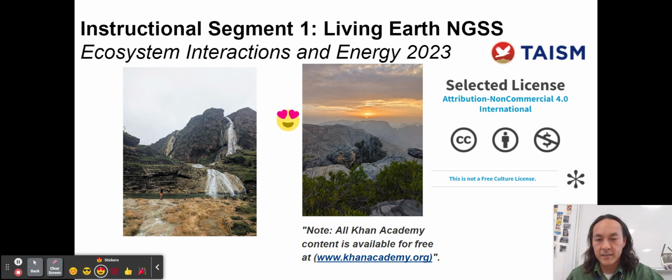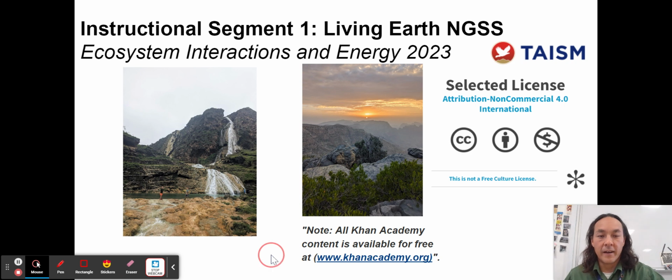Oh, I have some fun. My pointer is now a heart emoji. This is great. This would be Jebel Akhtar, and then down here is Salalah. We went to both of these this fall, and it's just been wonderful. All right, let's jump in.